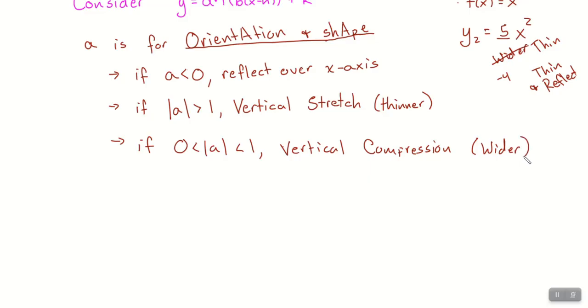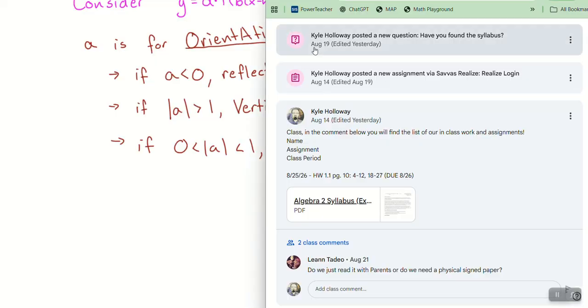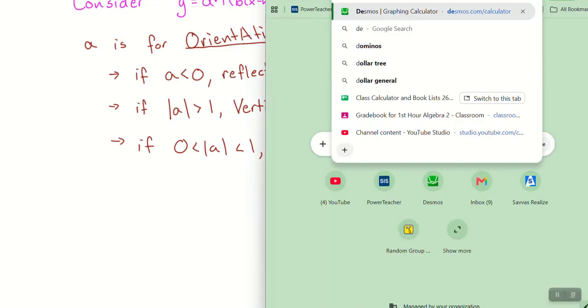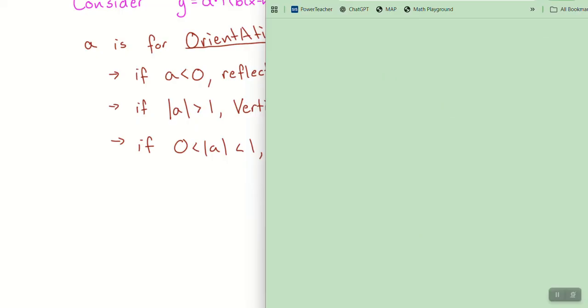Now, the thinner and wider works really nice when we talk about parabolas. With that in mind, I'm going to go to Desmos just because it's a little bit faster. But I want to see what this looks like when it's not something as straightforward as a parabola that is very clearly thinner or wider. So if I wanted a cubic function, what is the most basic cubic function that we could have?